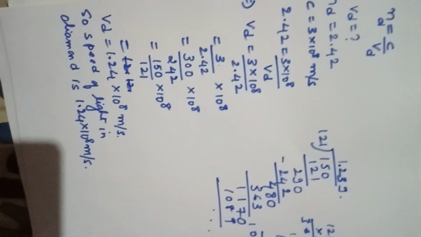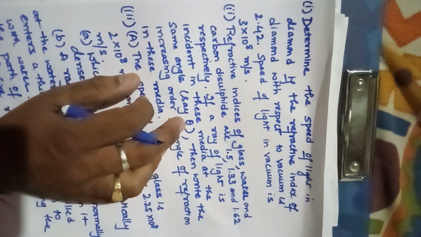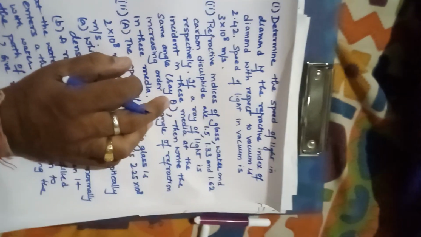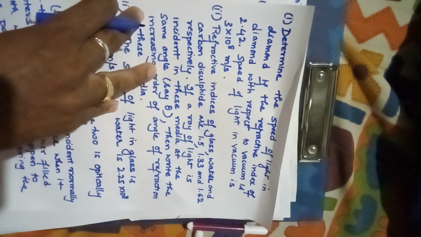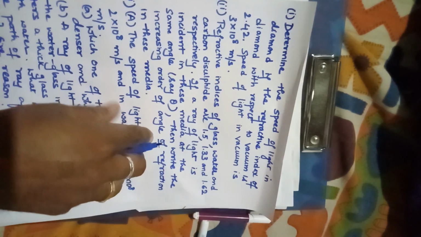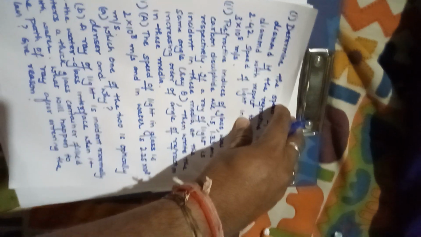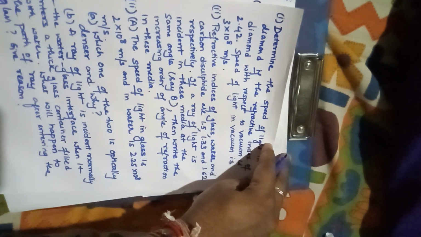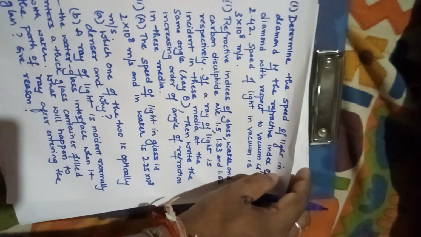Now let's see what the second sub question is and how to solve it. Here they say refractive indices of glass, water and carbon disulfide are 1.5, 1.33 and 1.62 respectively. So we need to arrange the angle of refraction in increasing order in these media. So what are the three different media here? Glass, water and carbon disulfide, and they have given the refractive indices of these three media. So let's see how to solve this second sub question.